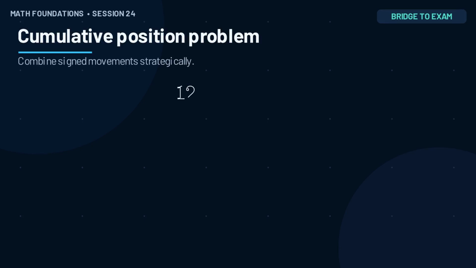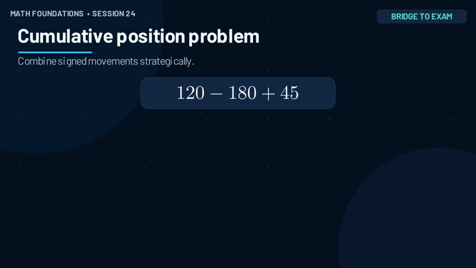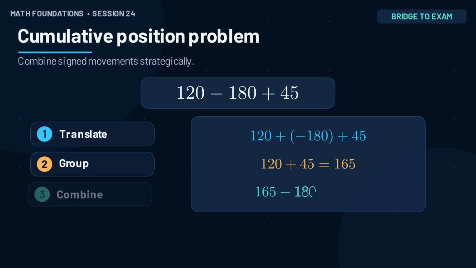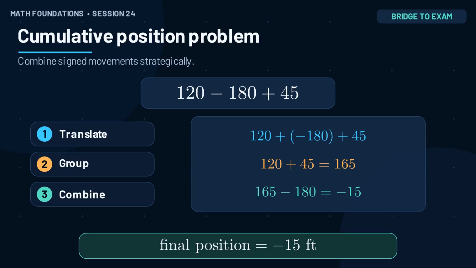Evaluate: a hiker starts at 120 feet, descends 180, then climbs 45. Step 1. Translate the movements as 120 plus negative 180 plus positive 45. Step 2. Combine positive terms to get 165. Step 3. Combine 165 with negative 180. Therefore, the hiker finishes at negative 15 feet, below sea level. Check. The descent slightly exceeds the combined starting height and climb.